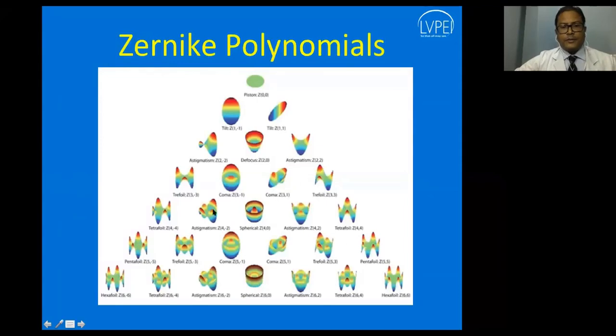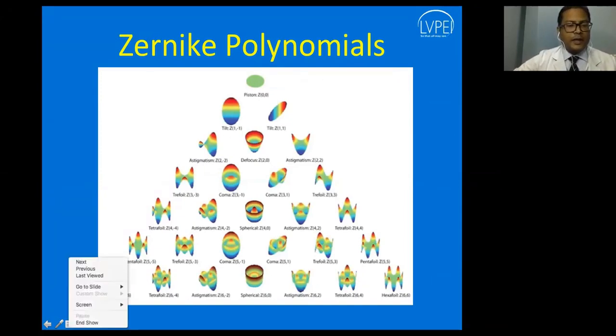Okay. Yeah, so as it increases in complexity, the pyramid builds up. At the apex, there is tilt and piston, which is basically unrefracted. And as it increases in complexity, the base becomes more and more broad. So this would be the Zernike.